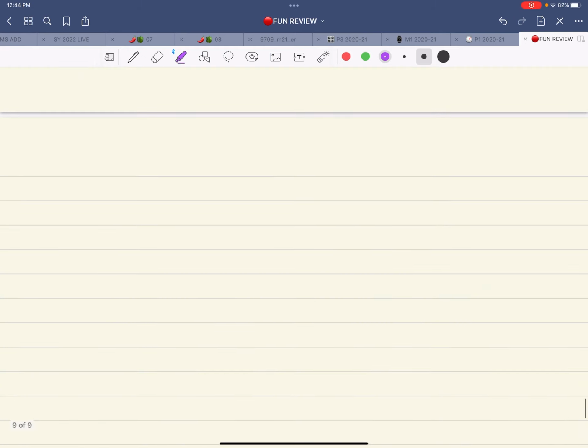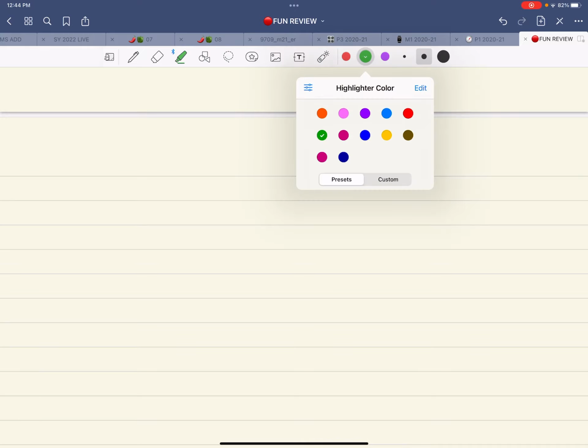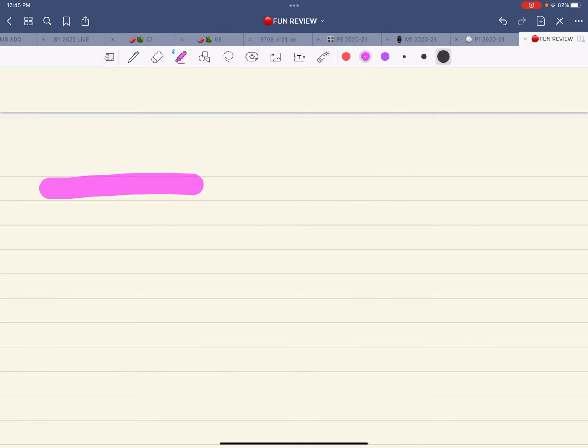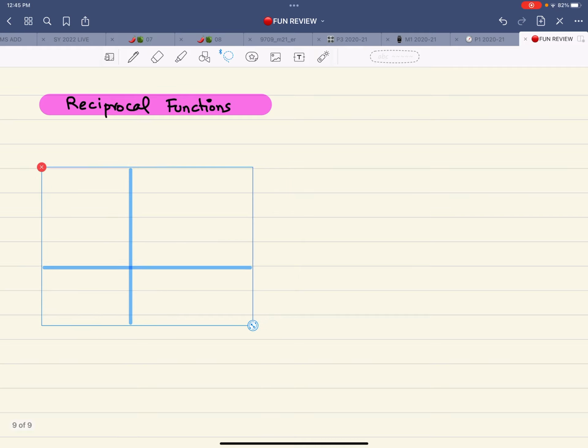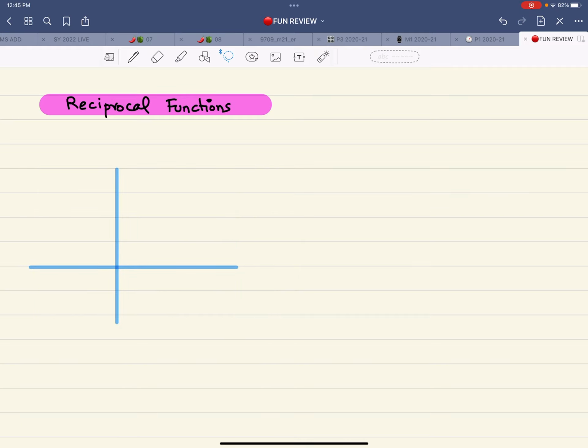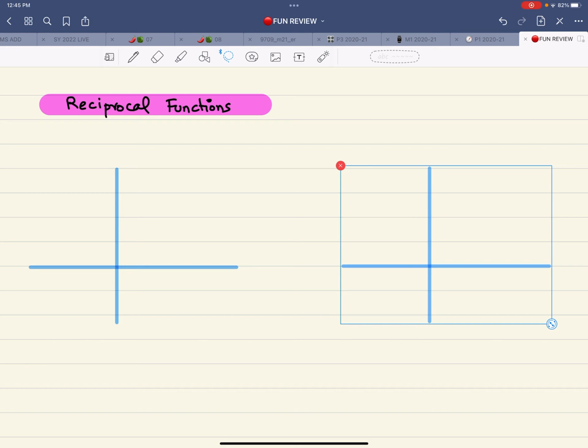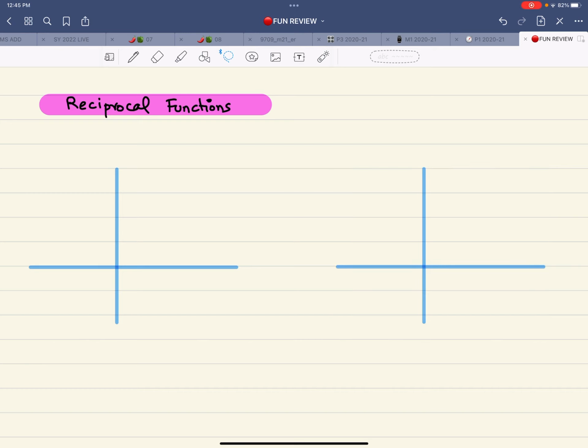Now, that was all about quadratics. Now, let me move to the reciprocal graphs. If I talk about reciprocal functions, there are two types actually of reciprocals. The first type is, let me draw it side by side. Out of these two types, what is the difference between the two?